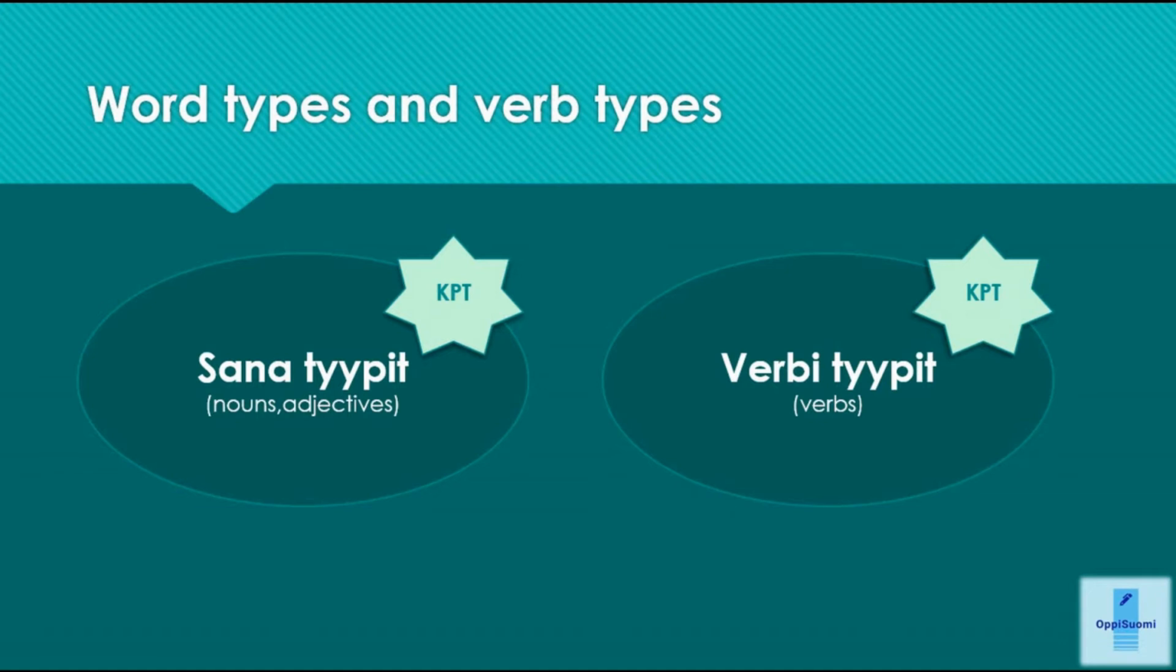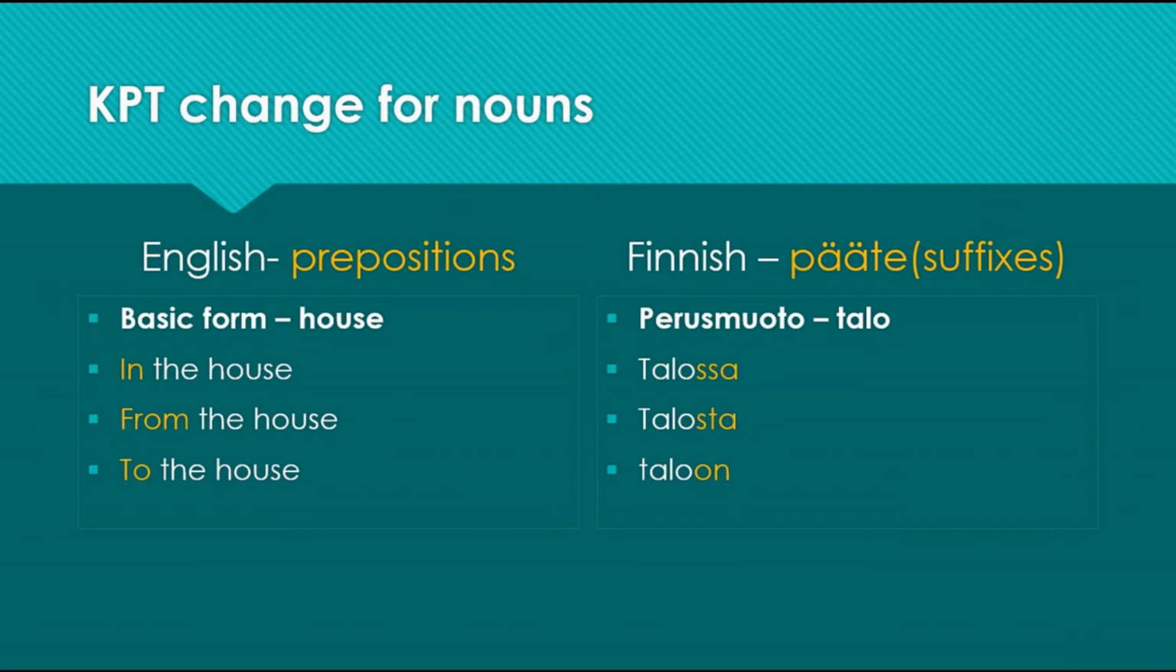Sanatipit: there are nouns and adjectives in the Finnish language, and under verbitipit we'll learn about verbs. There are several groups of sanatipit and 6 groups of verbitipit. So let's look at KPT changes for nouns.